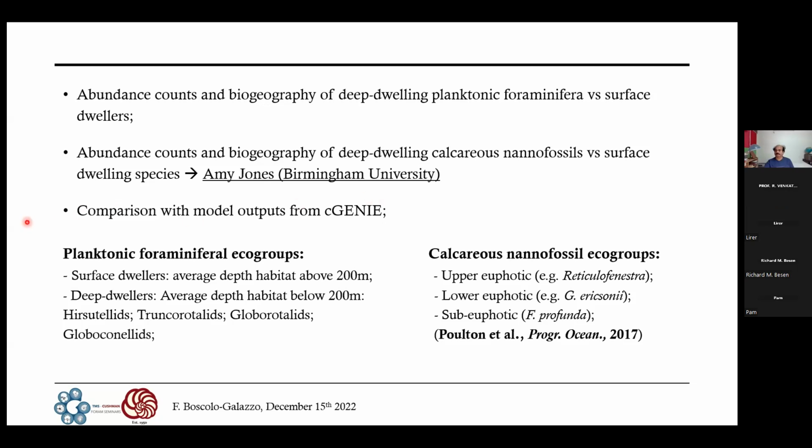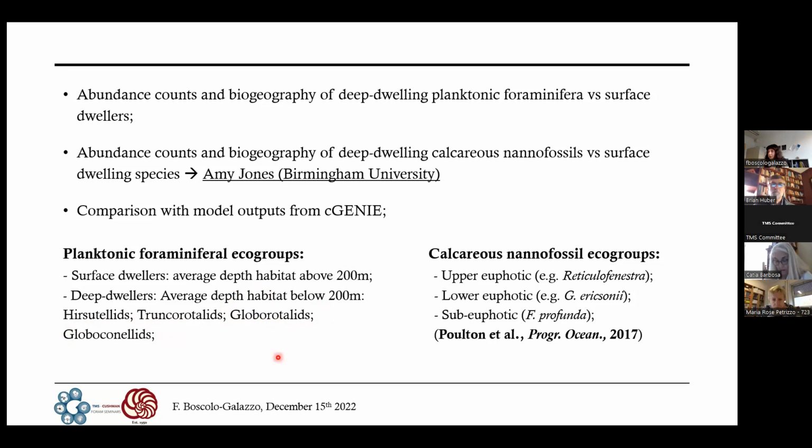For planktonic foraminifera, we used our own paleodepth habitat reconstruction, and we identified two main groups: surface dwelling species with an average depth habitat above 200 meters depth, and deep dwelling species with an average depth habitat below 200 meters depth. In the deep dwelling species group, we included the majority of the hirsutelids, all the truncorotalids, all the globorotalids, and here with globorotalids, I mean the Globorotalia merotumida tumida lineage, and all the globoconellids.